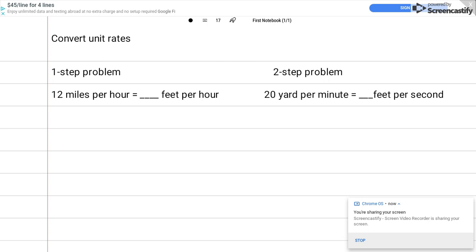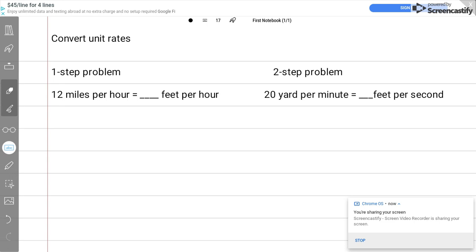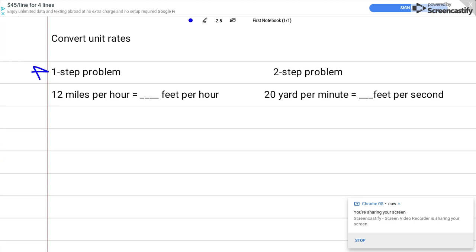So we're going to be looking at two types of problems. The first one is a one-step problem where we only need to convert one of the units. And the second problem, we have to convert both. So let's look at this first problem right over here. Let me get my pen. We're going to use blue today. So I'm going 12 miles per hour.